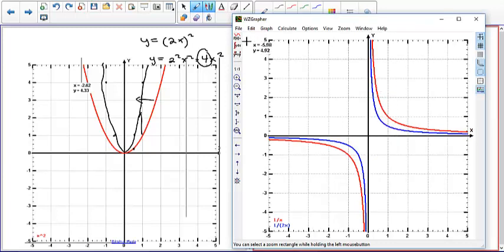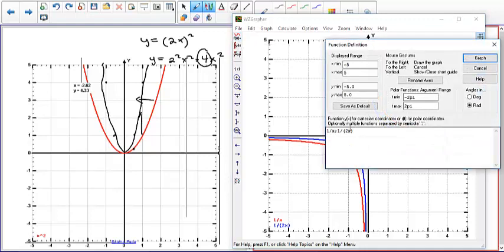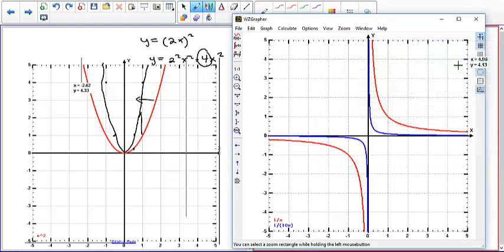And you can see if I say 1 over 10x, it's going to really shrink. It's going to be really close to the x-axis. So it's going to be moved 10 times in this direction, 10 times down.